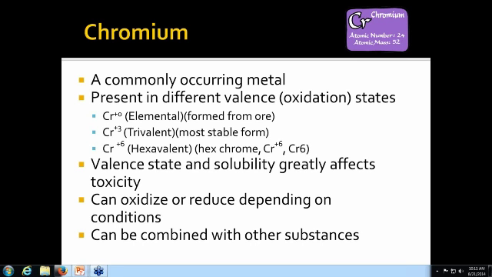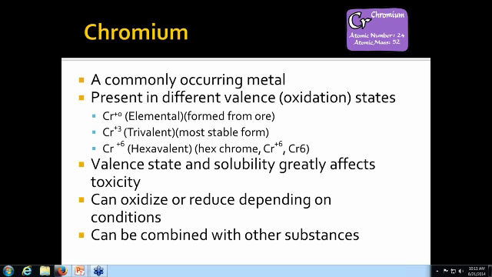Chromium is going to be in an elemental state as it comes from the ore. Chromium also exists in a trivalent state, and that is the most stable form of chromium. And lastly, our subject today is the hexavalent chromium state. It exists in operations. It's also called hexchrome, chrome 6. Throughout today, I'm going to be calling it CR+6. So that's the terminology I will be using.